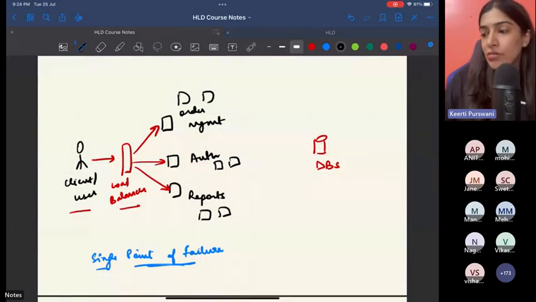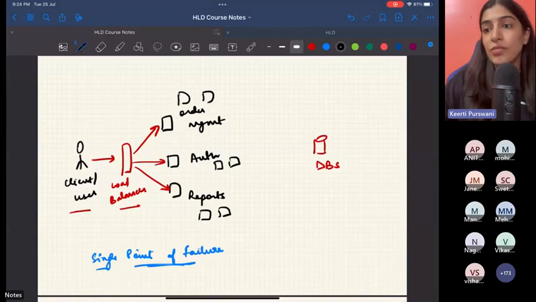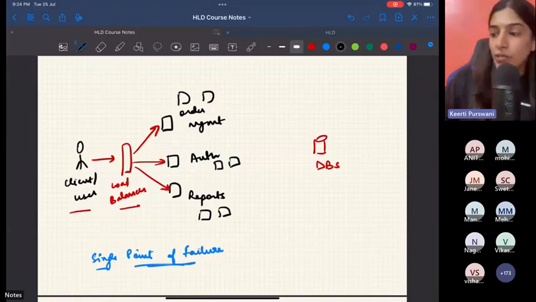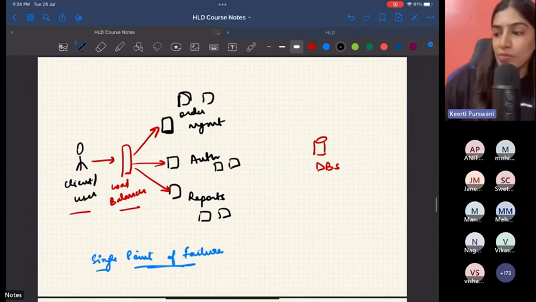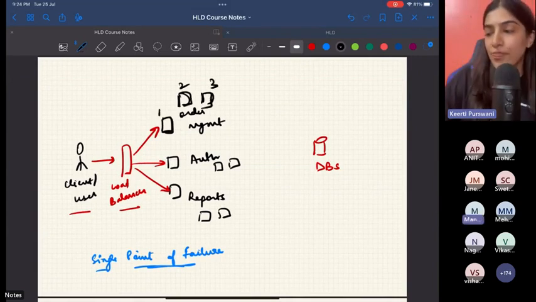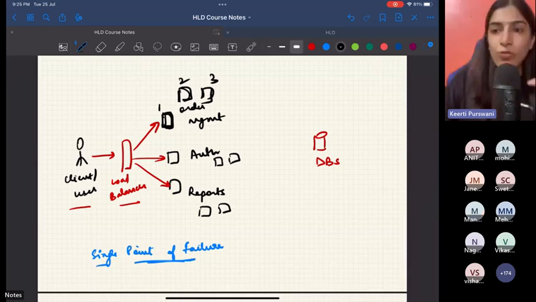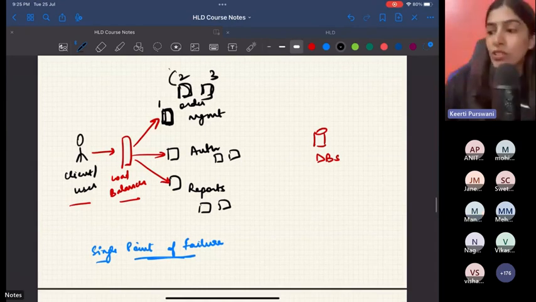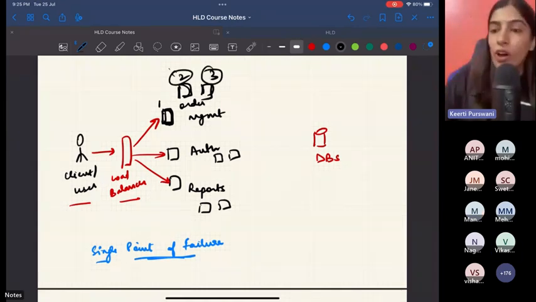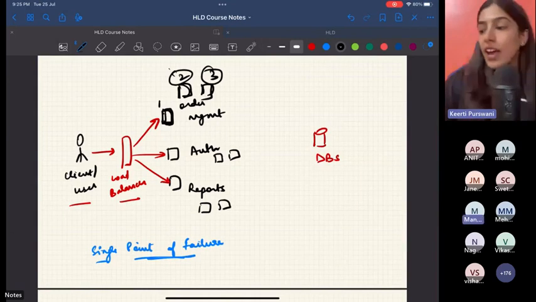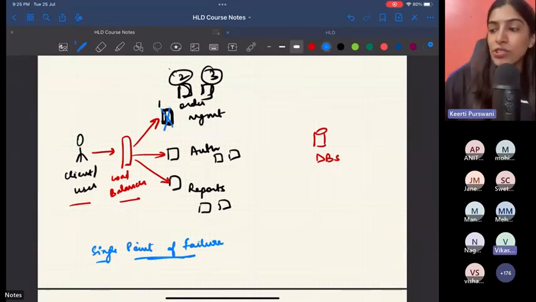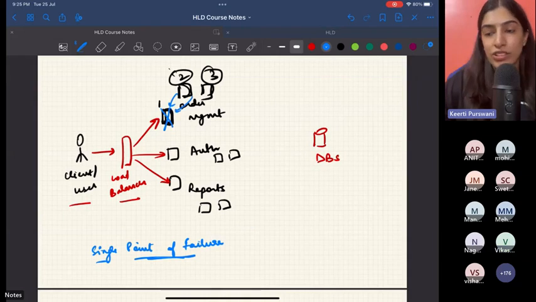Okay. Now let's think about how we can do this. There are different ways to implement this. One way is, suppose now there are three servers for order management: server one, server two, server three. All my read and write requests are being served by this one server, and I'm going to copy or replicate the data to server 2 and server 3. Okay. What am I doing? I'm doing replication. And now if this server goes down, one of the two servers can take over, right? That is one way to go about it.